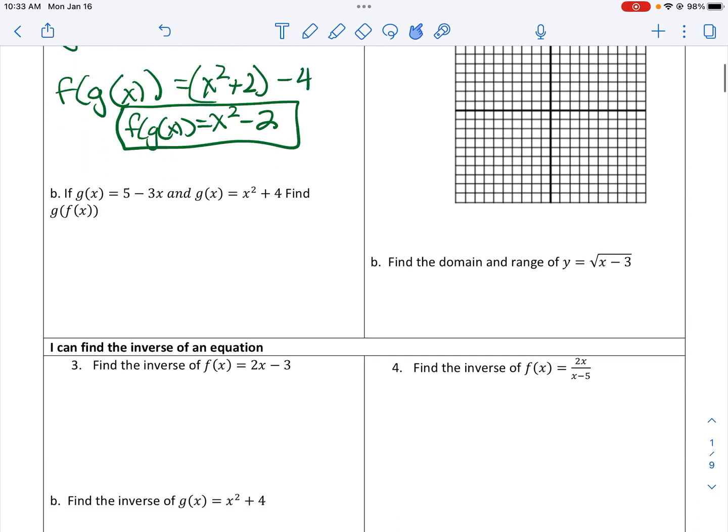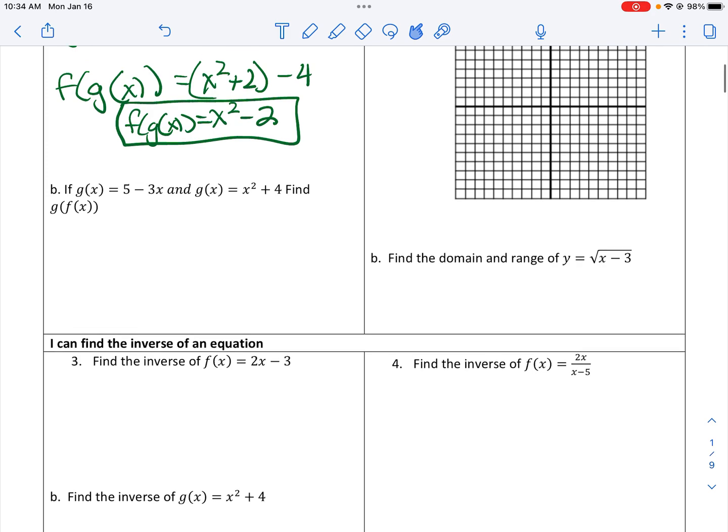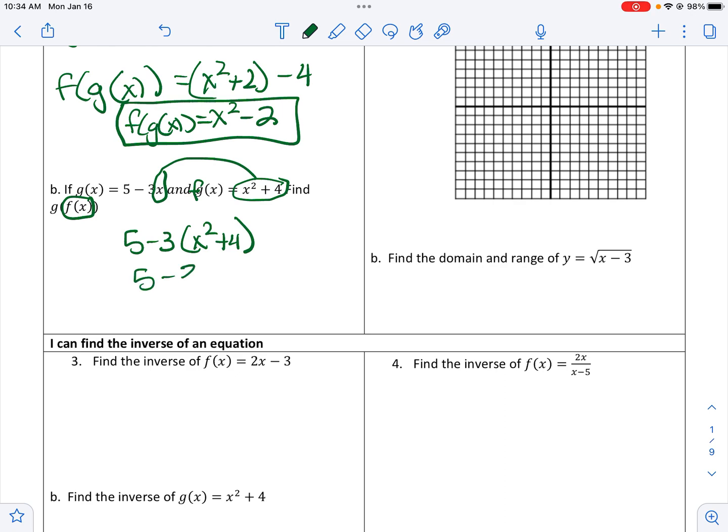The second one here: if f of x is 5 minus 3x and g of x is x squared plus 4, find g of f of x. Again, our f of x is the inside one. Oops, these both say g, so let's switch this to f right here. Let's say this is our f of x. We're going to take this and replace our x with it. So it'd be 5 minus 3 times (x squared plus 4). And then we could distribute: 5 minus 3x squared minus 12. So we have negative 7 minus 3x squared.